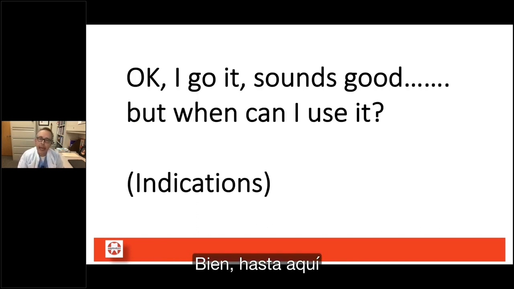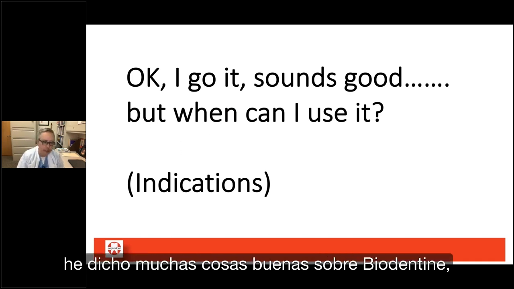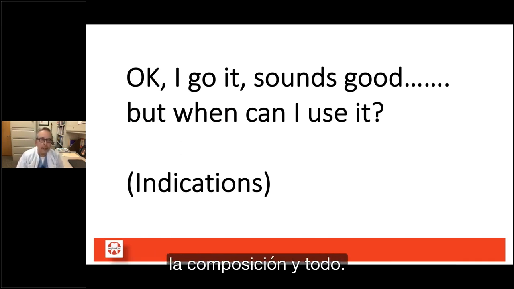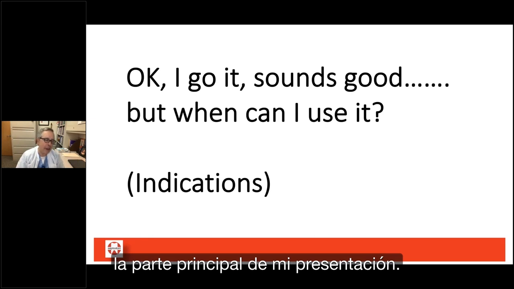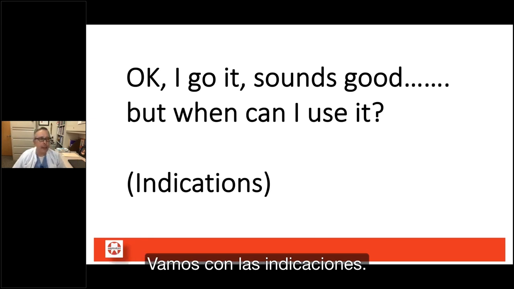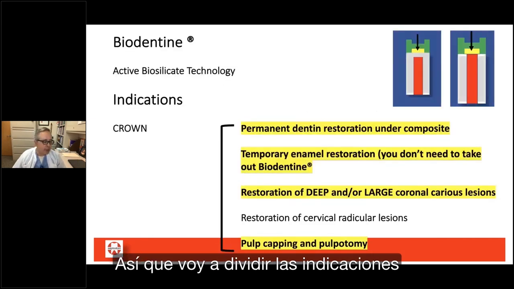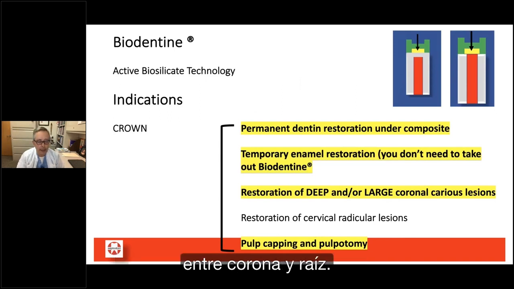Okay, I got it so far. I said a lot of good things about Biodentine, the composition and everything. Let's go into the indications, which is really the heart, the main part of my presentation. So I'm going to divide the indications into the crown and the root.